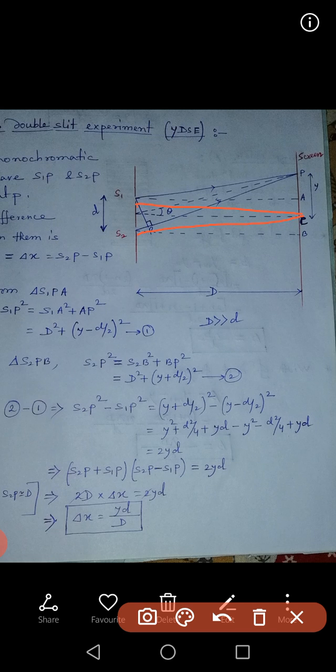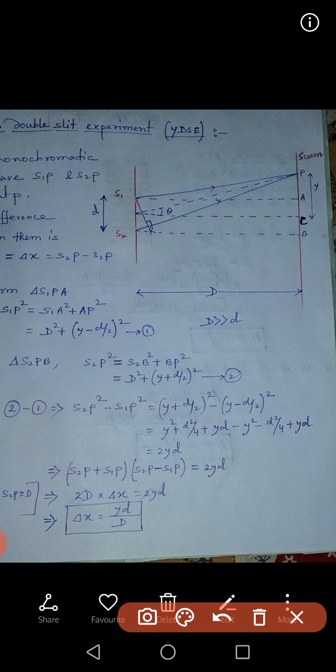Now see, these two rays, when they are meeting at point C, are traveling equal distances, because S1C and S2C are equal. Once they are traveling equal distance, they don't have any phase or path difference. Path difference, in the last class we discussed, is delta x. Since they are moving the same distance, there is no path difference, or we can say that path difference is equal to 0. Now what is the meaning of it?